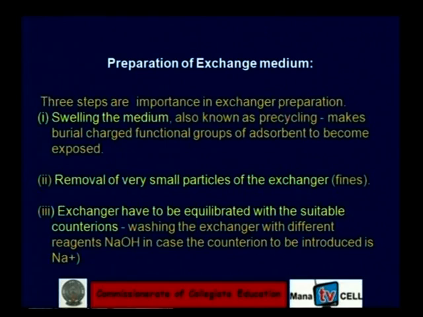Before going to the process, we have to prepare the column. The preparation of the column is the same as in column chromatography, except for three points we should observe here. The first one is that we have to pre-cycle the medium or swell the medium. By pre-cycling the medium, the buried functional groups will be exposed. The second one is removal of very fine particles which are present in the exchanger, and the third one is that the exchanger has to be equilibrated.